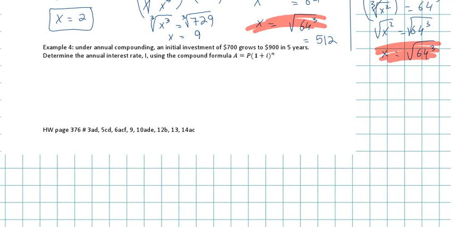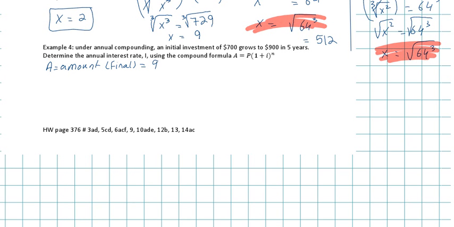So $700 represents what letter? No, P. It's your principal. It's what you're starting with. So let's define these letters. A is your amount, which is your final amount at the end of the investment. A is 900, not 500.